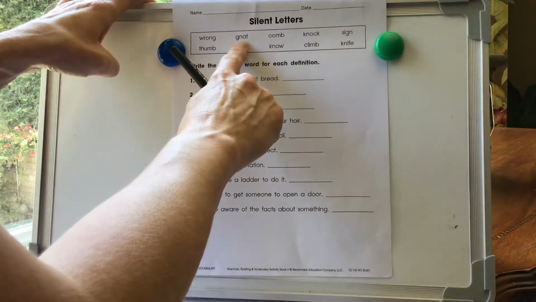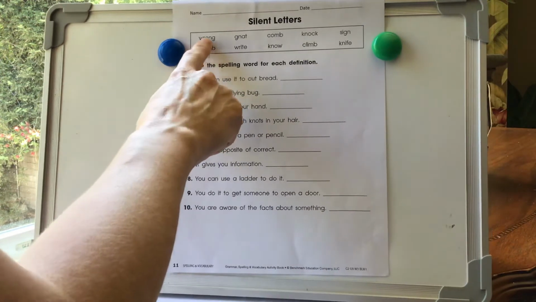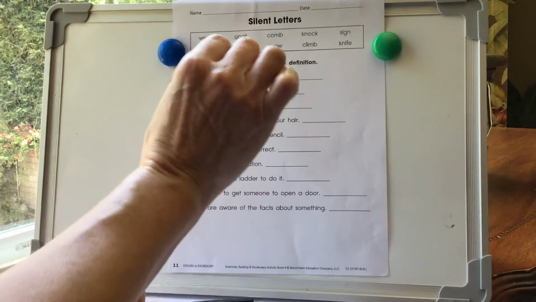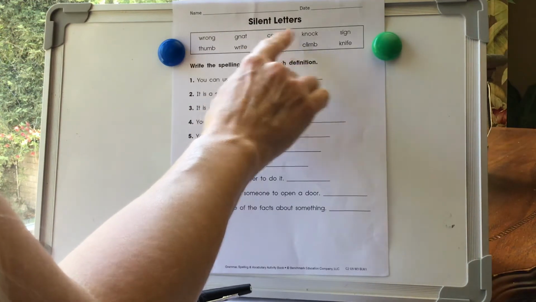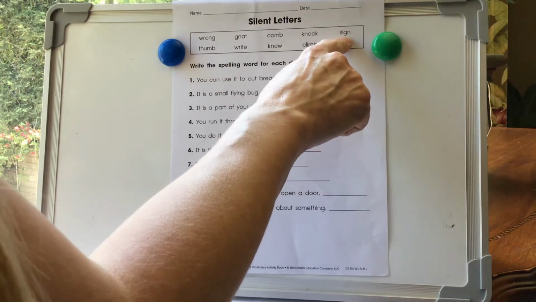Wrong, gnat. So actually, let's define them real fast. Wrong, the difference between right and wrong, doing the right thing or the wrong thing. A gnat is like a little teeny tiny fly that sometimes comes out at nighttime or even during the day. A comb is what we use to comb our hair. A knock is a knock at the door. A sign can be like a stop sign.